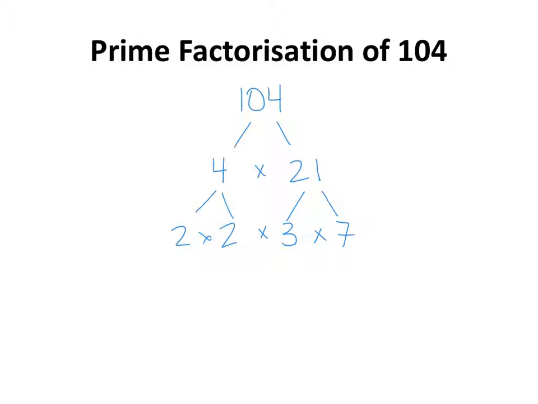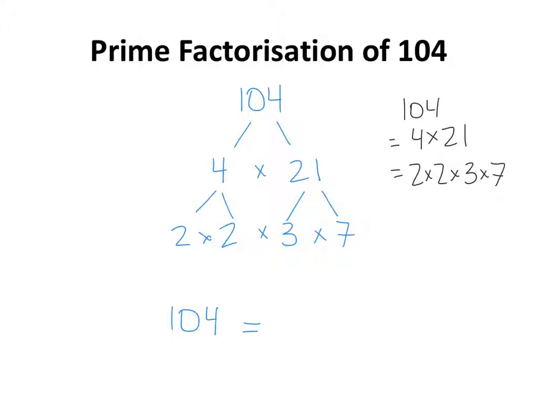Some students prefer to show their factorization in this form. Other students prefer to show their work in a more condensed form, simply breaking down into the factors. Whether you like the factor tree or the more condensed form doesn't make a difference. The most important piece is that you can successfully say that the prime factorization of 104 is 2 squared multiplied by 3, and give it an exponent of 1 if you like, multiplied by 7, and again the exponent of 1 if you like.